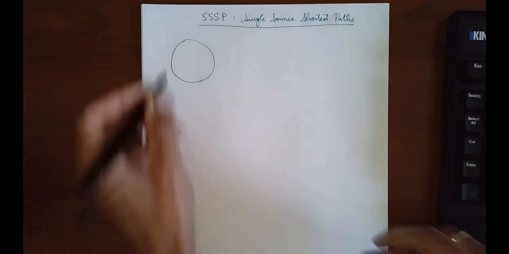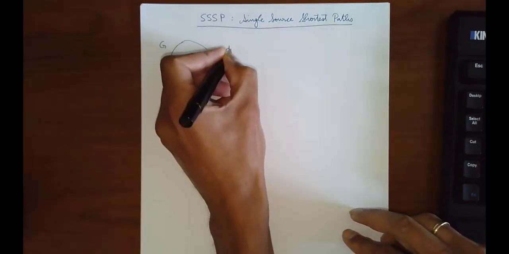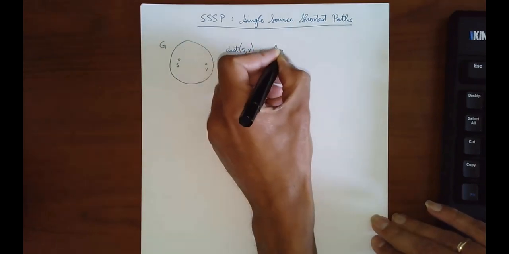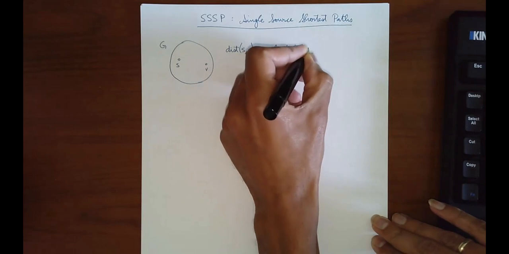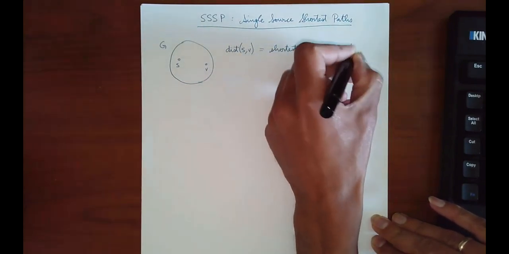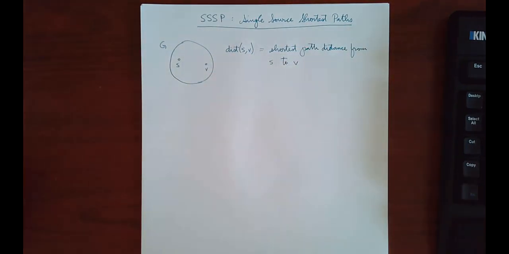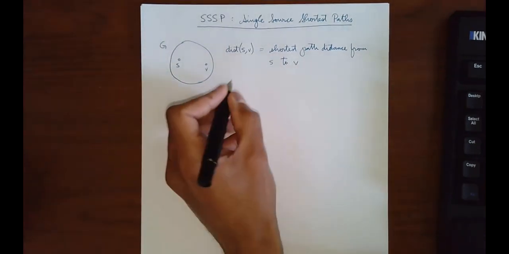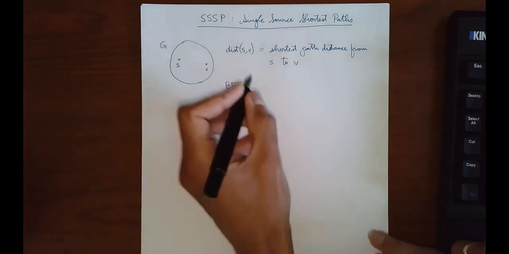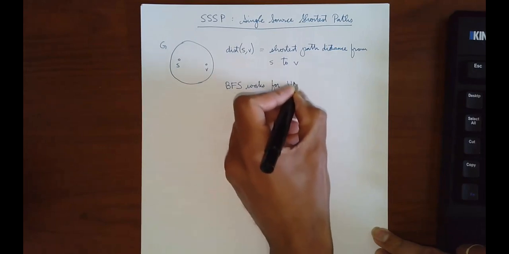So remember that we said the dist(S, V) is the shortest path distance from S to V, and we discussed that we could solve this using BFS, but BFS works for unweighted graphs.